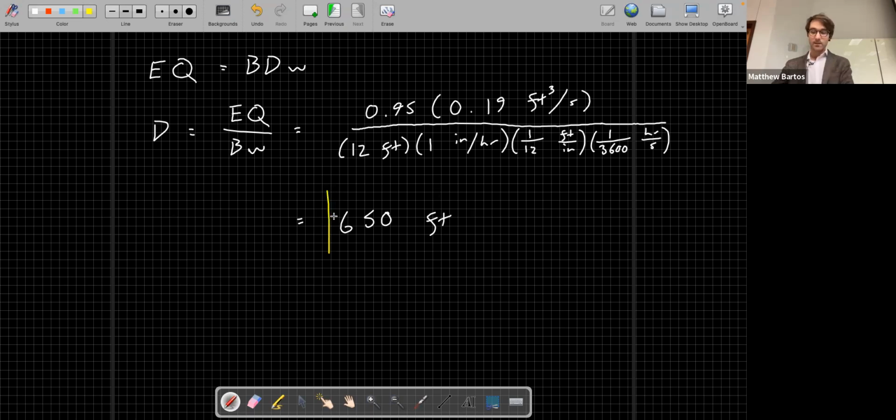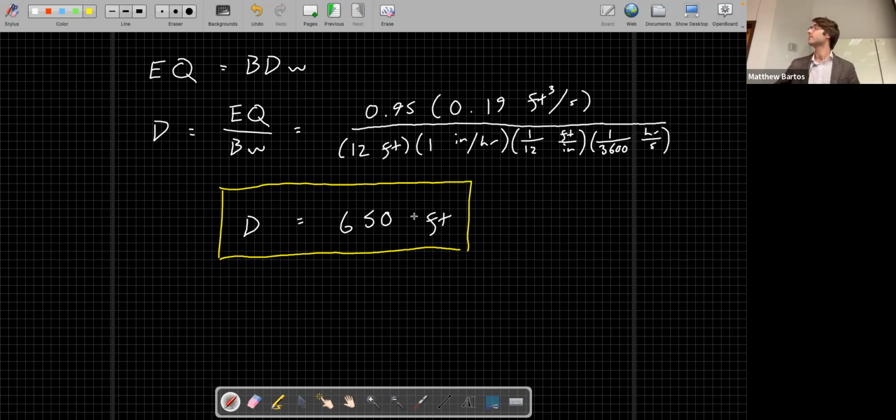Okay. So this is the procedure, the exact procedure you can use to determine the distance between curb inlets for a given discharge. Okay, are there any questions about this example? Any questions? Any conceptual questions just about curb inlet design in general?